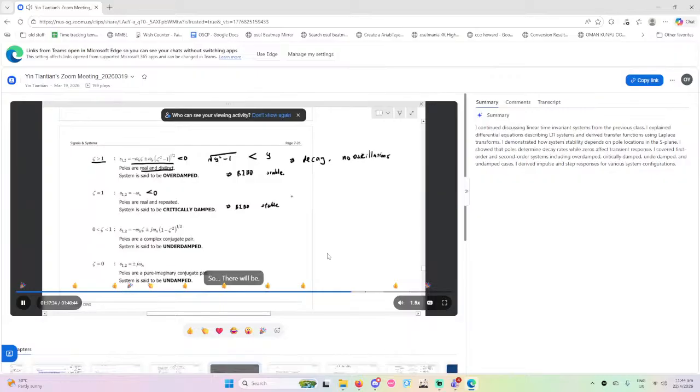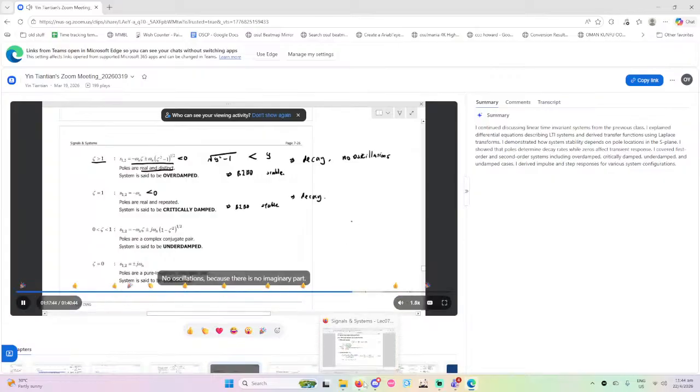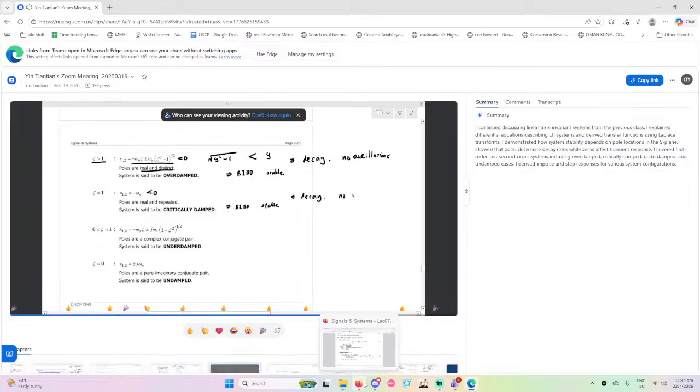So there will be decay because the real part is less than 0. So will there be any oscillations? No oscillations because there is no imaginary part.